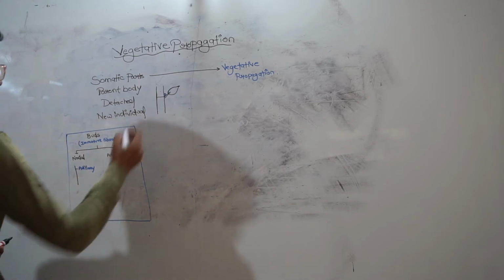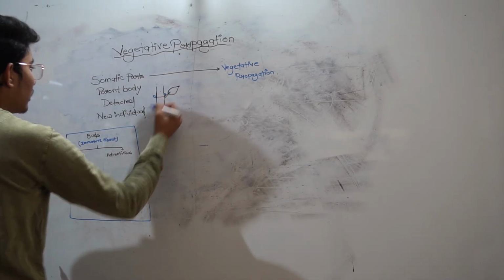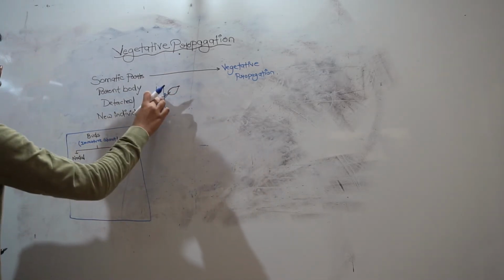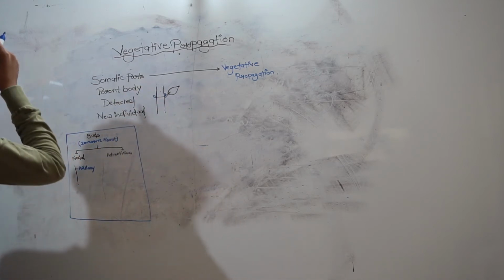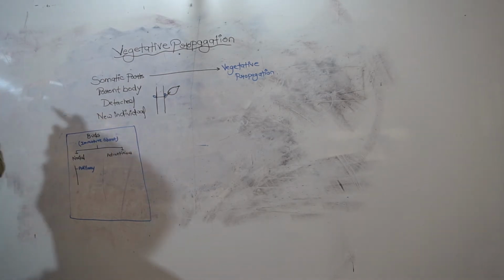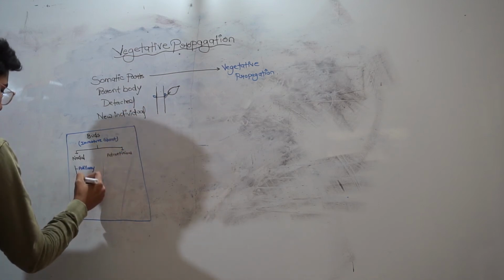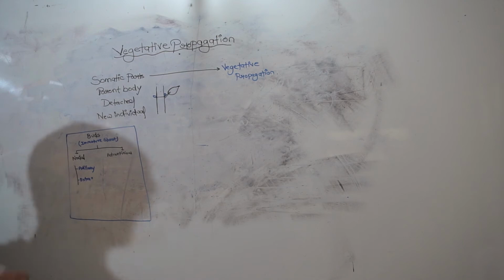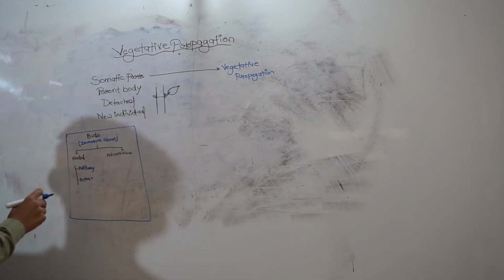And if a bud is present over here at the node, over the node, then this type of bud is known as an extra axillary bud. These are two examples of nodal buds.